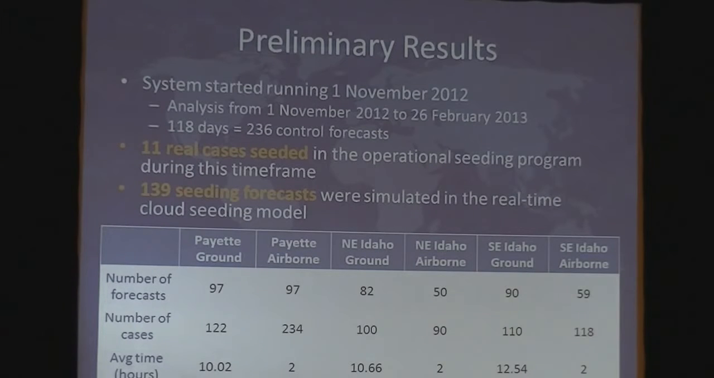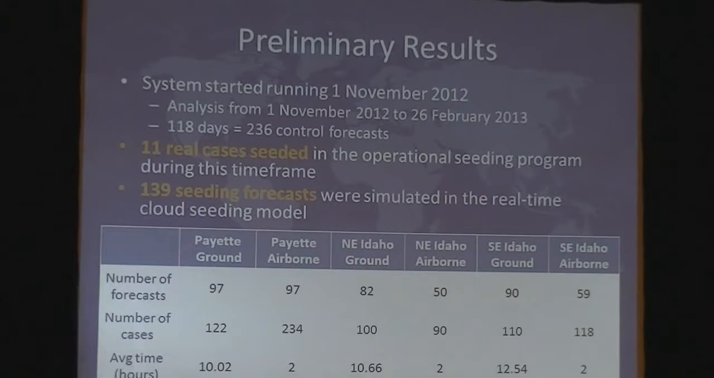So this is a little bit inflated due to this duplication of running a new seeding forecast every 12 hours out for 48 hours. However, we are still calling more cases than we probably should. I'll show you some scatter plots of which cases we're going to try to refine the algorithm in order to not be calling in the future.